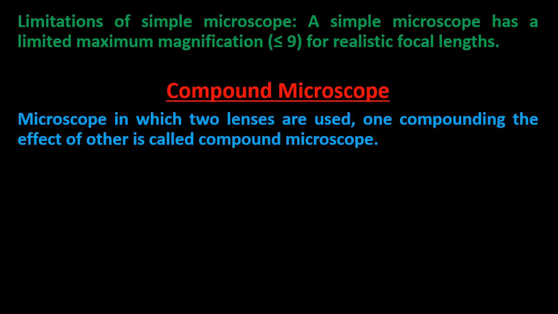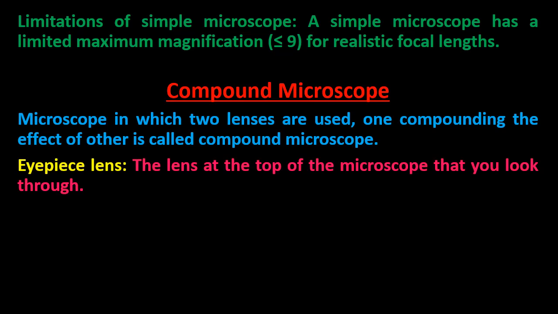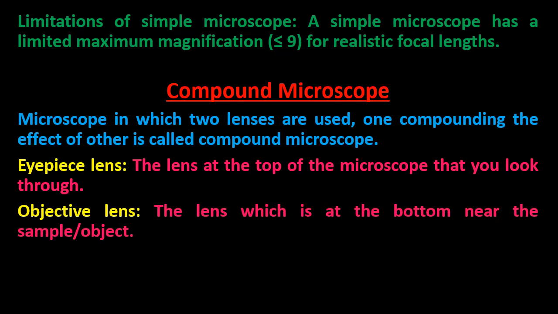A compound microscope is a microscope in which two lenses are used, one compounding the effect of the other. These two lenses are called the eyepiece and the objective. The lens at the top of the microscope that you look through is called the eyepiece, and the objective lens is the lens at the bottom, near the sample or object. So in a compound microscope, two lenses are used.